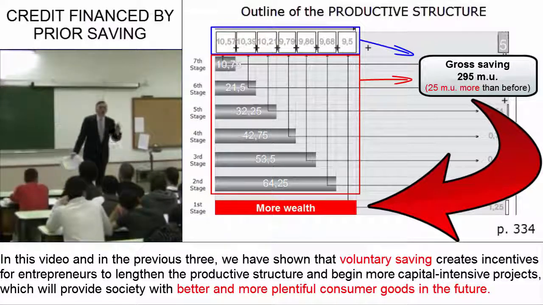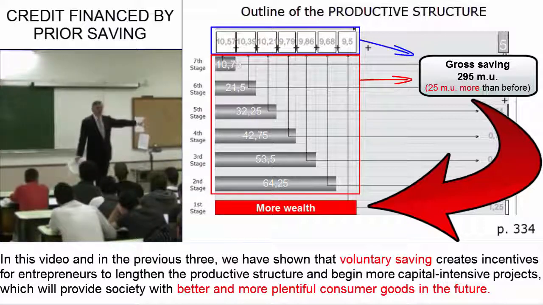What is good at the level of the individual is also good at the level of society, as we have demonstrated. We have shown the three microeconomic effects which cause an increase in saving to materialize in the form of an increasingly long and fruitful structure of production, which permits a sustainable increase in everyone's well-being.